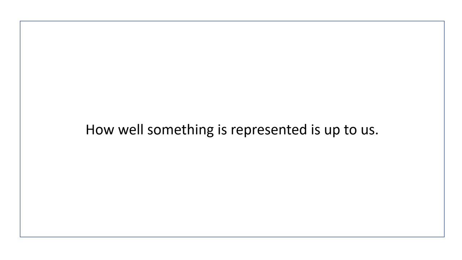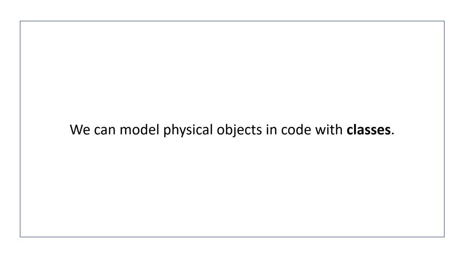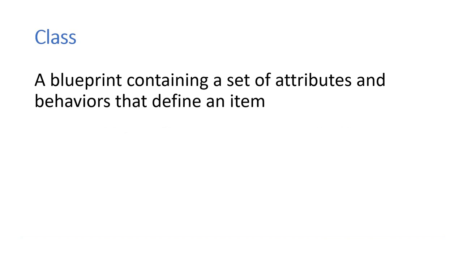Almost anything in real life can be represented in code, but how well something is represented is up to us in what we decide to program. Classes in Java give us a way to model or represent physical objects in code via a blueprint. A blueprint, or a class, contains a set of attributes and behaviors that defines an object.